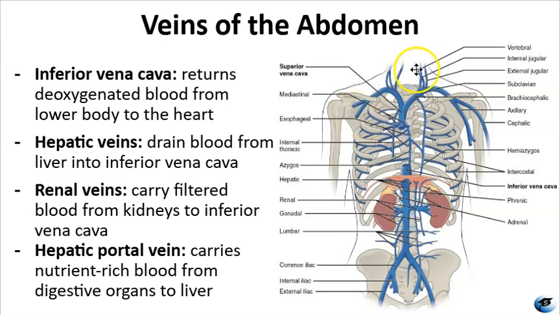So when you are looking at a diagram like this, make sure you follow the color-coded diagram. Usually blue is for veins and red is for arteries. And go from bottom to top to trace how the blood returns from the body to the heart.